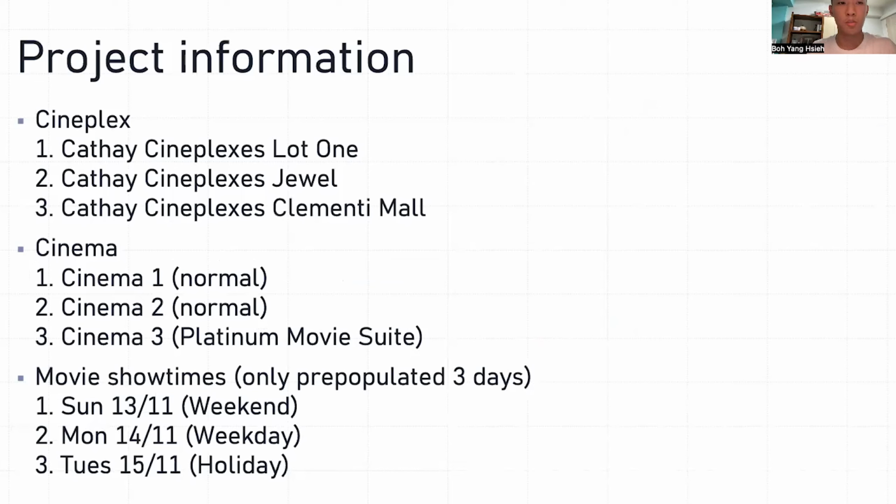So as for some information about our project, for the cineplexes, we have 3 cineplexes, which are Lot 1, Jewel, and Clementi Mall. And as for cinema, we have Cinema 1, 2, and 3. Cinema 1 and 2 are both normal cinemas, while Cinema 3 is a platinum movie suite.